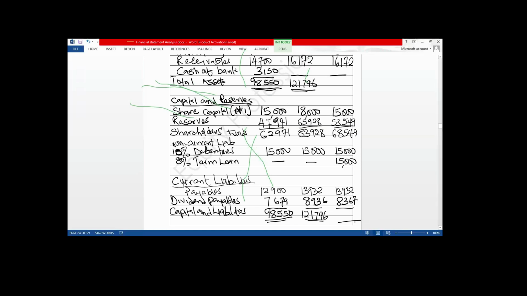Here's the final one. What do you have here? 120,848. Please reconfirm this. 120,848. Correct. That means capital and liabilities is equal to total assets. This should be 120,848. You can now get your balancing figure to round up.